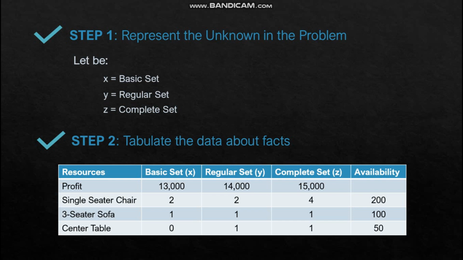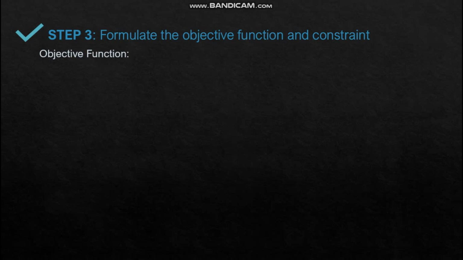For the last column, availability, profit is 0, for which we will compute the maximized profit. Next is 200, 100, and 50. Next slide, please. Step 3, formulate the objective function and constraints.